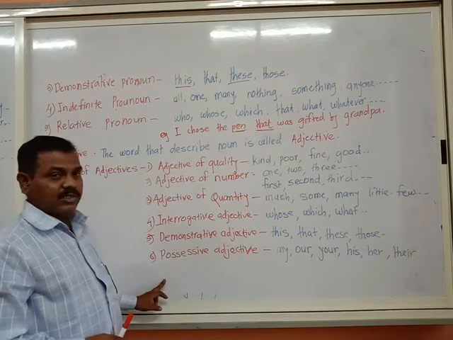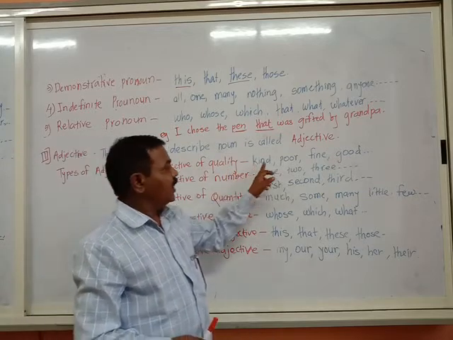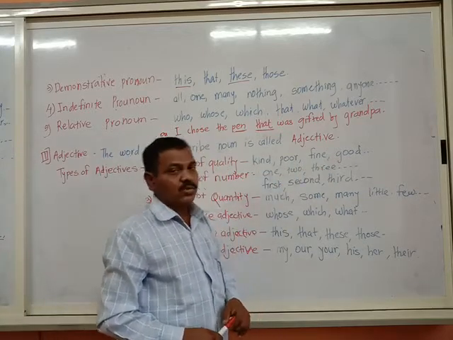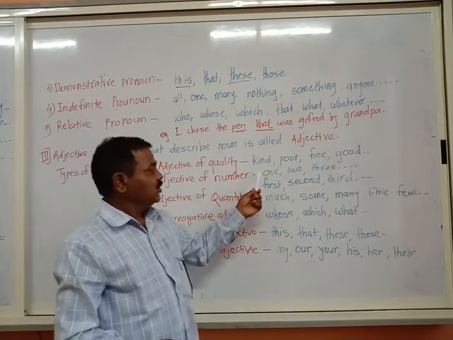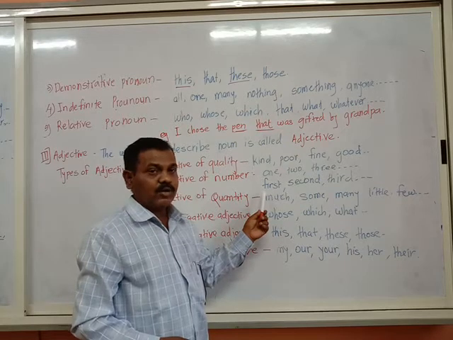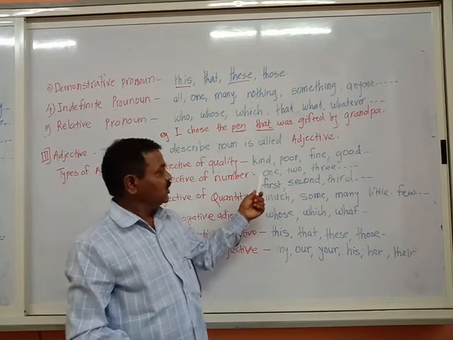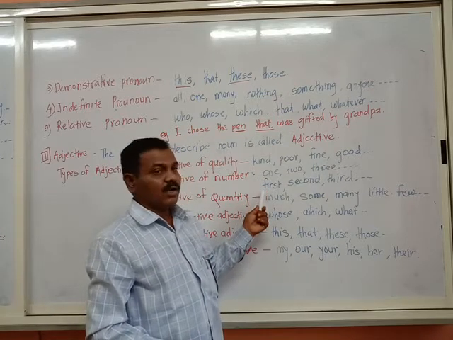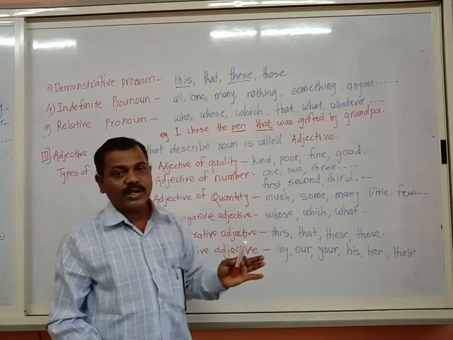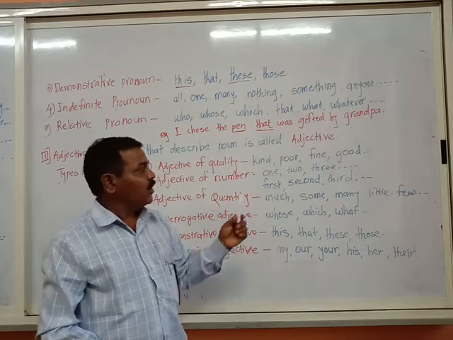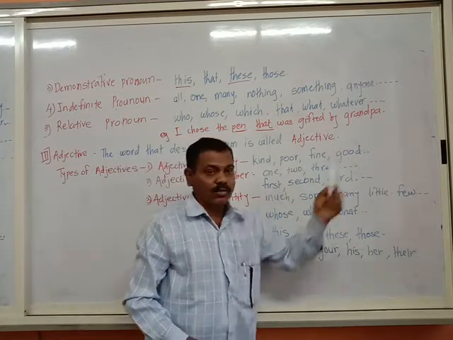There are types of adjectives. You can see here the adjective of quality: kind, poor, fine, good, etc. Adjective of number, where the information is given in the form of a number, but there are 2 types of numbers, cardinal and ordinal. Cardinal: 1, 2, 3. We can say I have 3 pens. I have 12 notebooks, like that. Then ordinals: first, second, third, fourth.